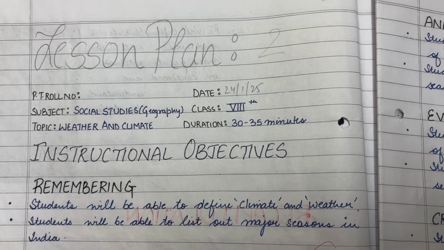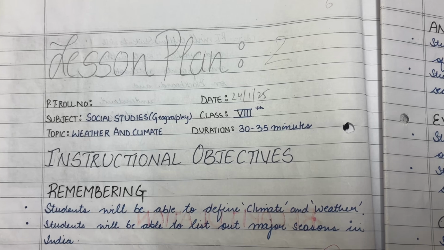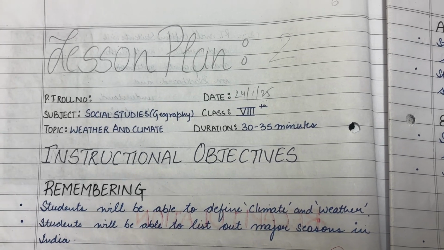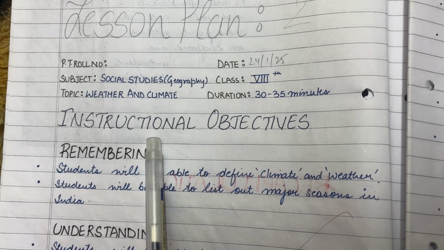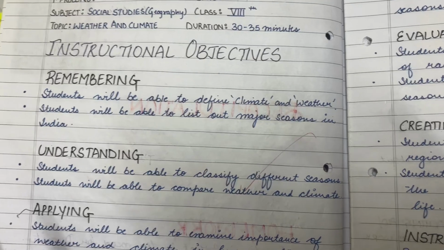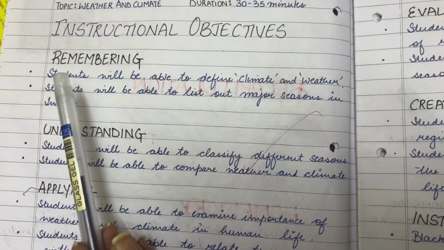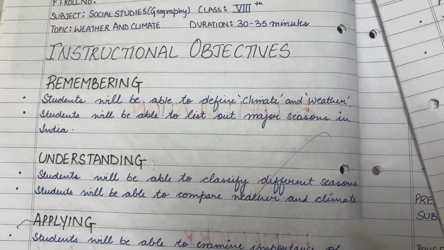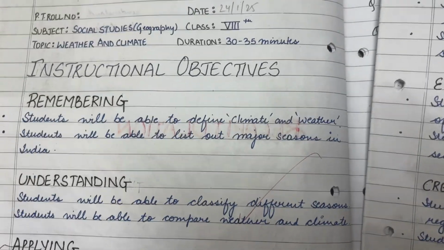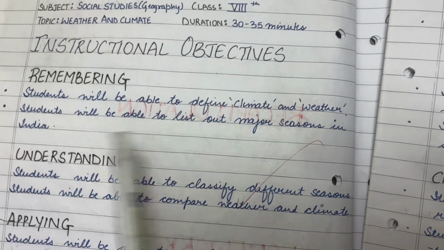So today I'll explain the lesson plan of the chapter Weather and Climate of class 8th. Okay, so first we'll write all the instructional objectives related to Bloom's taxonomy. First we'll write remembering, in which the first point we will be writing is students will be able to define climate and weather. Students will be able to list out major seasons in India.